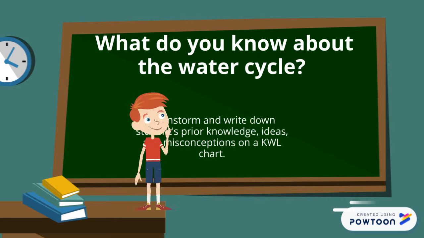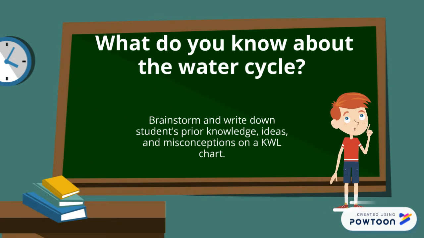The lesson starts by students sitting in a whole group setting in front of the smartboard. The teacher asks the question, "What do you know about the water cycle?" Students raise their hand and shout out their ideas on what they know. The teacher records them on the smartboard.